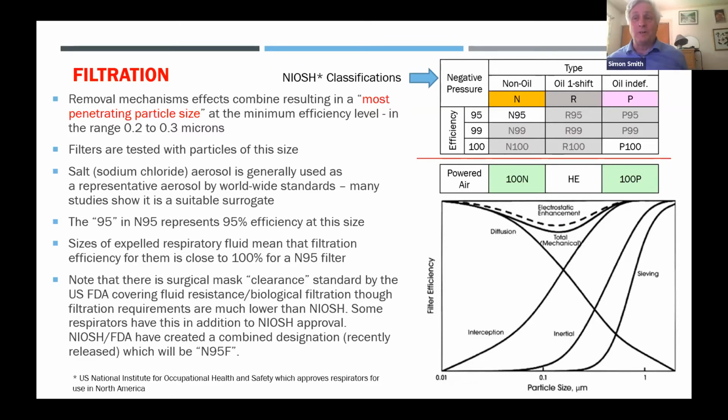Testing, when it's undertaken for respirators, is at the most penetrating size, which is close to 0.2 to 0.3 microns. Whereas with biological materials, because viruses and bacteria don't travel alone, as it were, they are attached to something else, usually a liquid droplet or sometimes a solid dust. You're dealing with particles at higher sizes, where the efficiency of just about any particle filtering respirator that achieves an approval is very close to 100%.